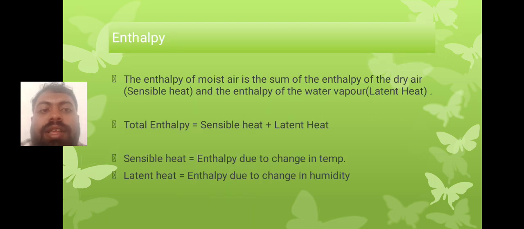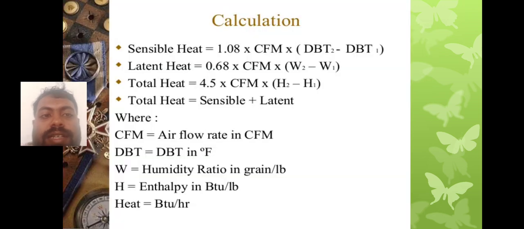Enthalpy. The enthalpy of moist air is the sum of the enthalpy of dry air, sensible heat, and the enthalpy of water vapor, latent heat. The total enthalpy is given as sensible heat plus latent heat. The sensible heat is the enthalpy due to change in temperature, and the latent heat is the enthalpy due to change in humidity. Calculation. Sensible heat is calculated as 1.08 × CFM × (dry bulb temperature 2 − 1).